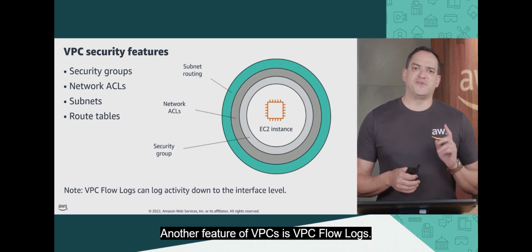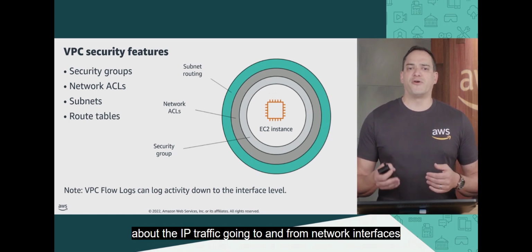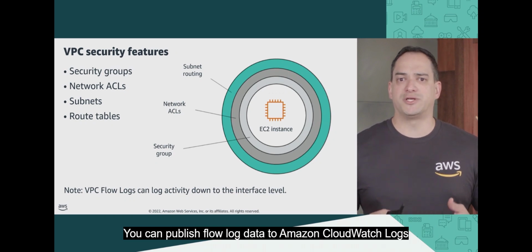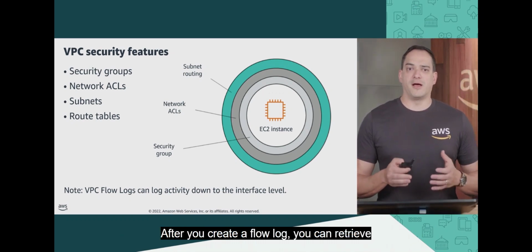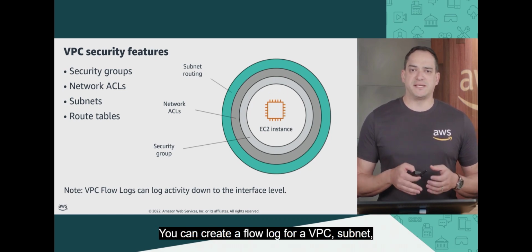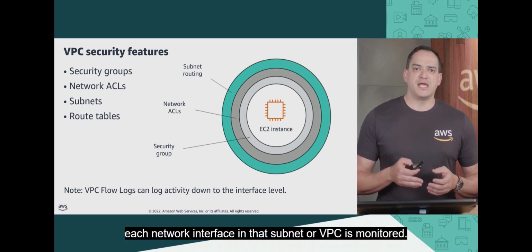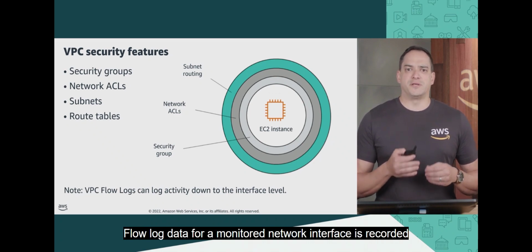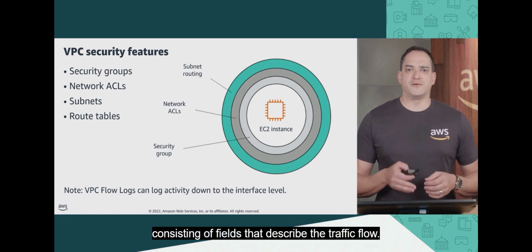Another feature of VPC is VPC flow logs. With this feature, you can capture information about the IP traffic going to and from network interfaces in your VPC. You can publish flow log data to Amazon CloudWatch Logs or Amazon Simple Storage Service, also called Amazon S3. After you create a flow log, you can retrieve and view its data in the chosen destination. You can create a flow log for a VPC, subnet, or network interface. If you create a flow log for a subnet or VPC, each network interface in that subnet or VPC is monitored. Flow log data for a monitored network interface is recorded as flow log records, which are log events consisting of fields that describe the traffic flow.